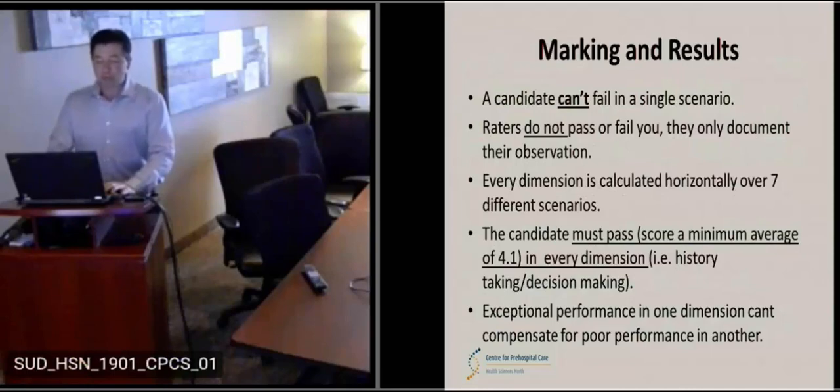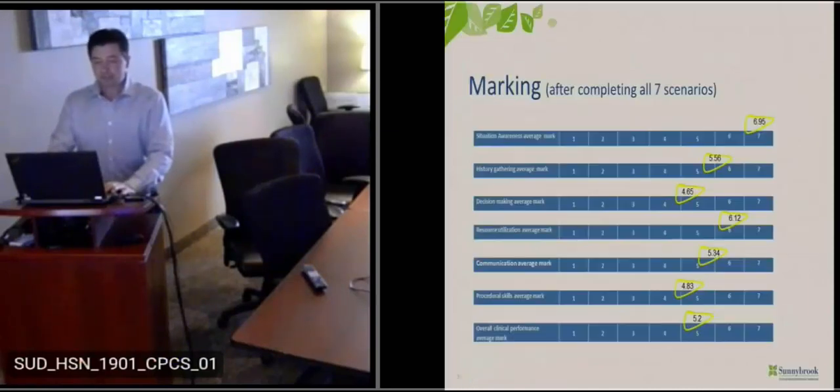Exceptional performance in one dimension can't compensate for poor performance in another. So just like one poor performance in one dimension doesn't necessarily mean you're going to be unsuccessful, the same goes for exceptional performance. It can't compensate for poor performance in a different dimension. And again, there's our 7 dimensions: situational awareness, history gathering, decision making, resource utilization, communications, procedural skills. And there is a mark for overall clinical performance.